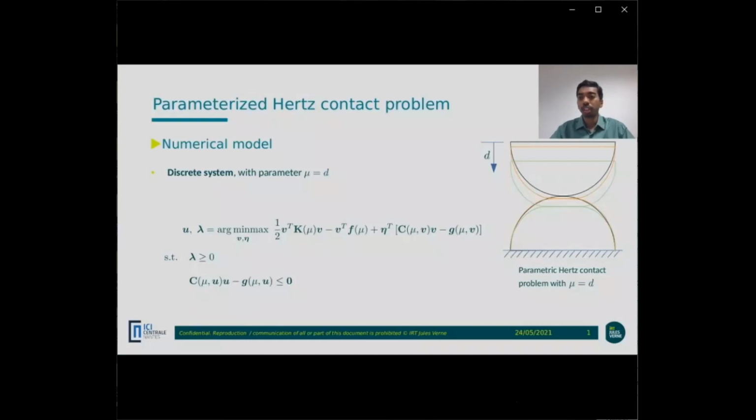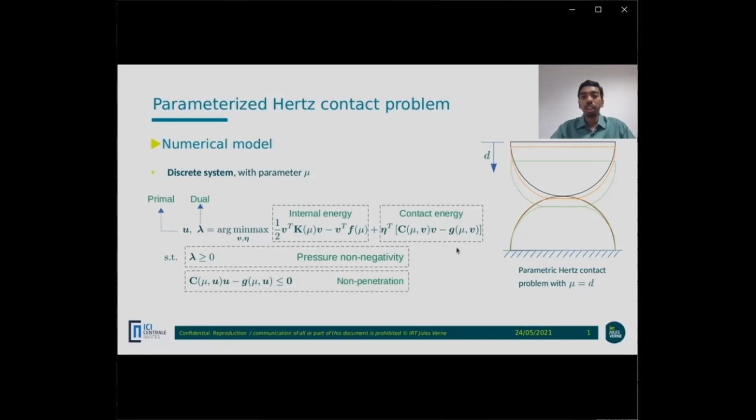Let's start with the contact mechanics problem of 2 cylinders with a parameter mu, which in this case we take as the imposed displacement on the top surface. This problem can be expressed as a min-max or a saddle point problem of this energy functional. The energy functional involves 2 variables, the primal variable, which is the displacement field, and the dual variable, which is the contact pressure field. The energy functional has 2 components, the internal energy and the contact energy.